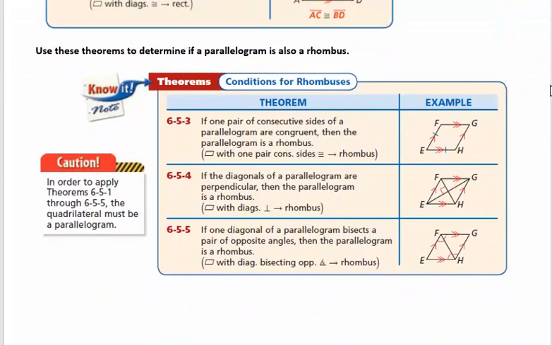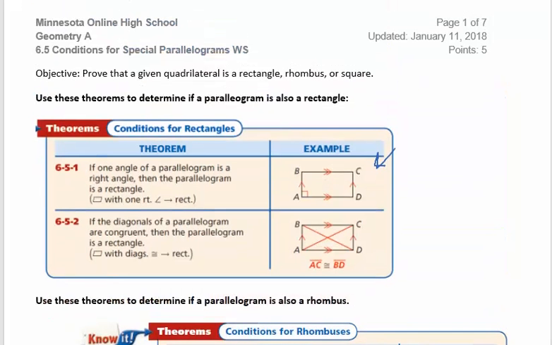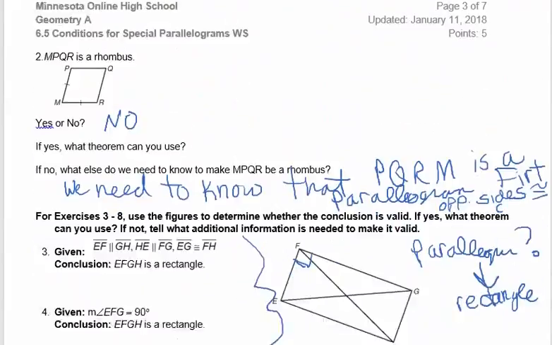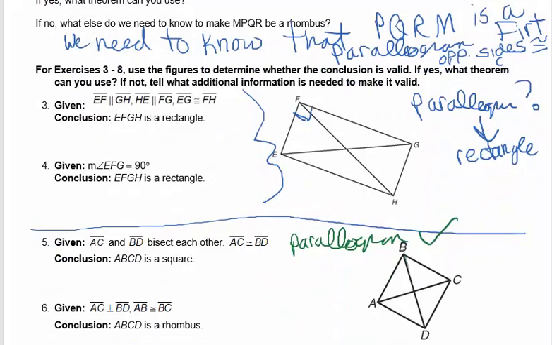So here we have if the diagonals are perpendicular, that's for a rhombus. And in this one we have if the diagonals of a parallelogram are congruent, then the parallelogram is a rectangle. So number 5 says it's a square. Well, because of what I know that it's a rectangle. In order to be a square, we also have to have that it's a rhombus as well.